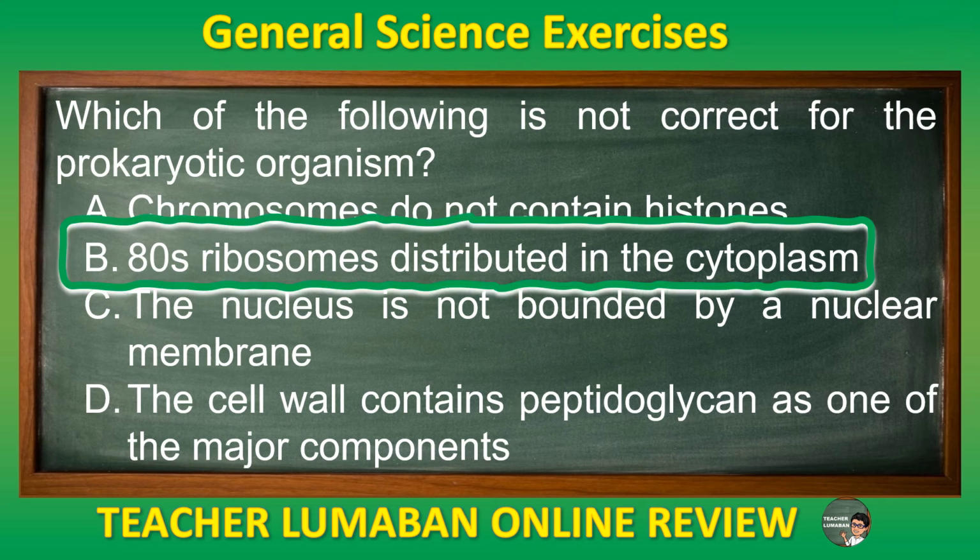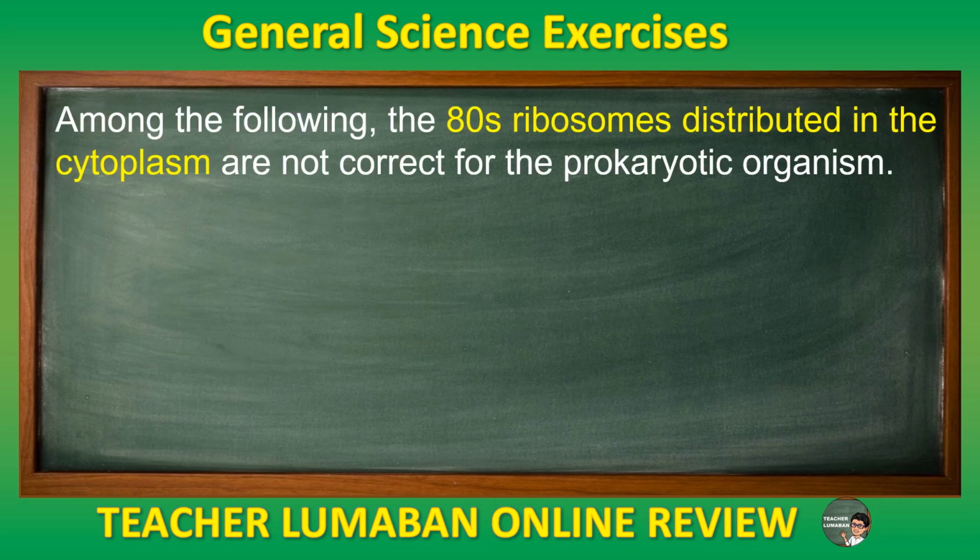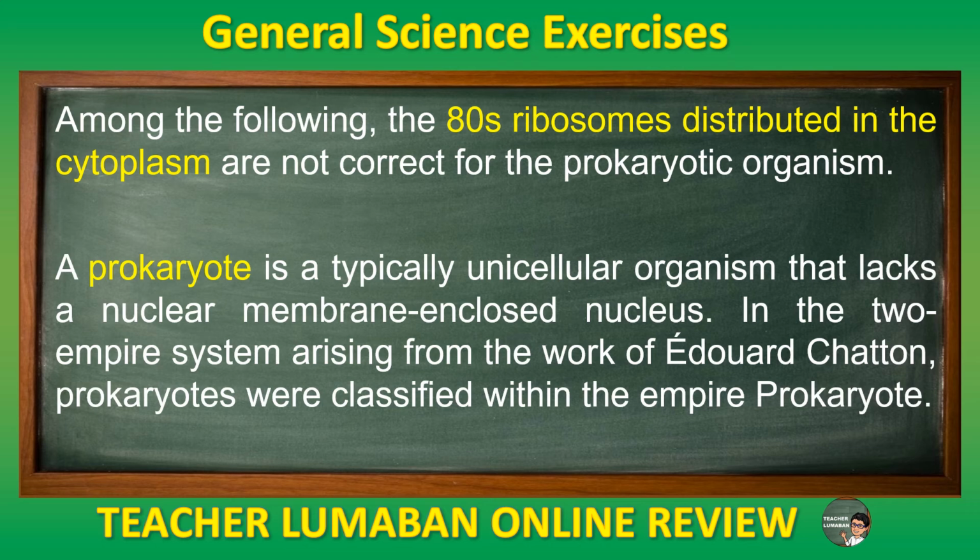The correct answer is letter B. 80S ribosomes distributed in the cytoplasm. Among the following, 80S ribosomes distributed in the cytoplasm is not correct for the prokaryotic organism. A prokaryote is a typically unicellular organism that lacks a nuclear membrane-enclosed nucleus. In the two-empire system arising from the work of Edouard Chatton, prokaryotes were classified within the empire Prokaryota.